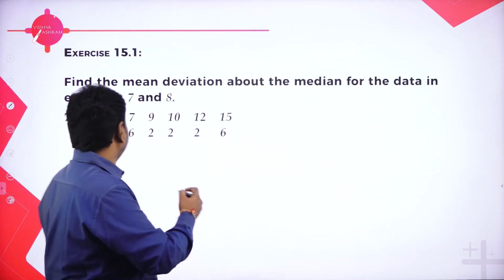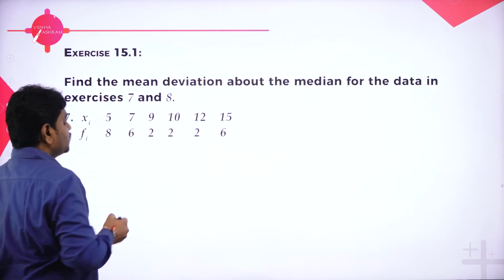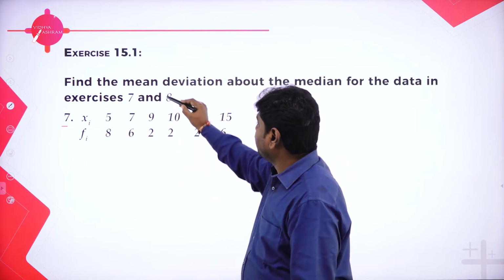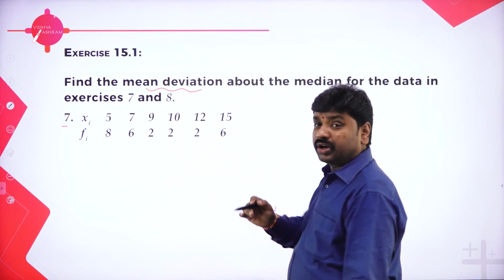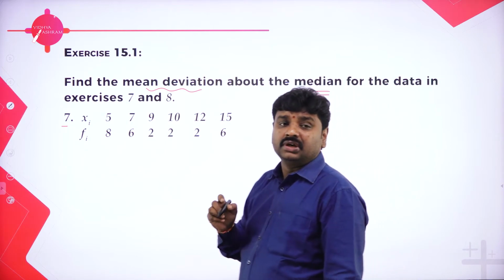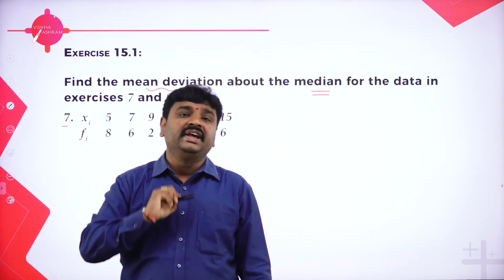Okay. Now, we'll go ahead with problem 7. So, dear students, the 7th problem is different. Again, they want you to find what? Mean deviation. But they want you to find mean deviation about median. About what? Median. They want you to find mean deviation about median.